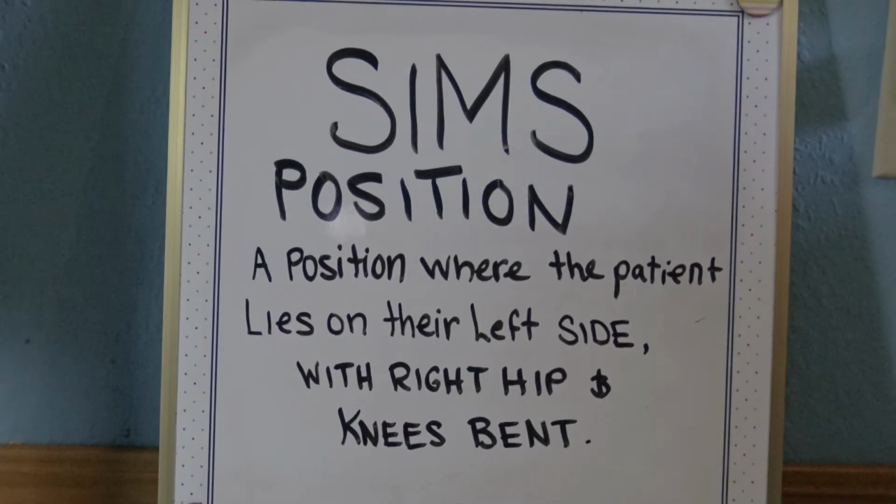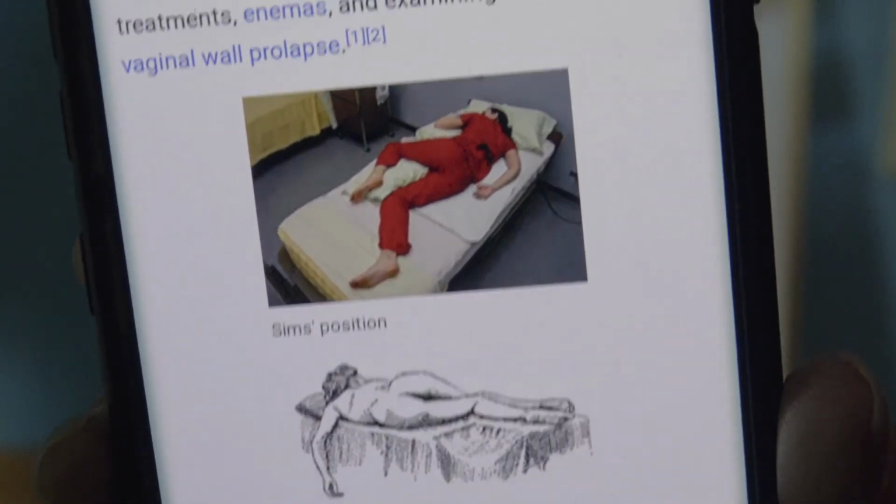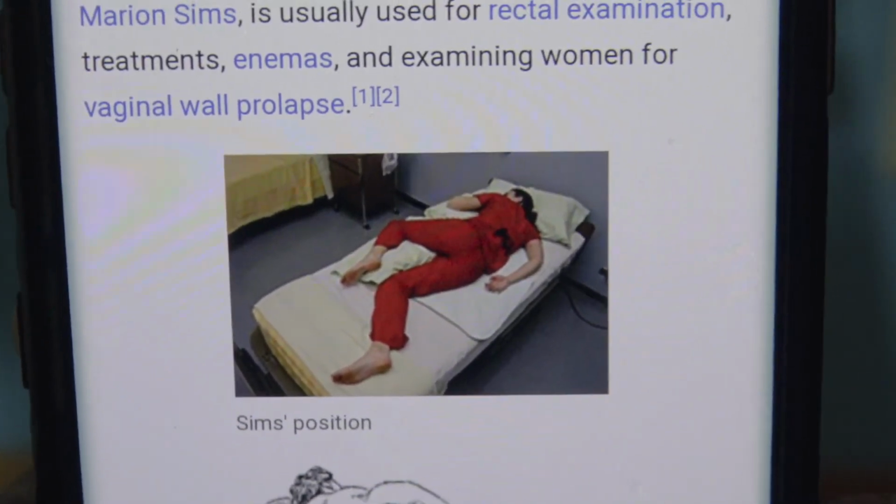The Sims position. Sims position is a position where the patient lies on their left side with their right hip and knees bent. The Sims position is usually used for rectal examination treatments, enemas, examining women for vaginal wall prolapse. It's performed by having the person lie on their left side, left hip and lower extremity straight, and right hip and knee bent. It is also called lateral recumbent position. Sims position is also described as the person lying on their left side with both legs bent. So here is a Sims position.